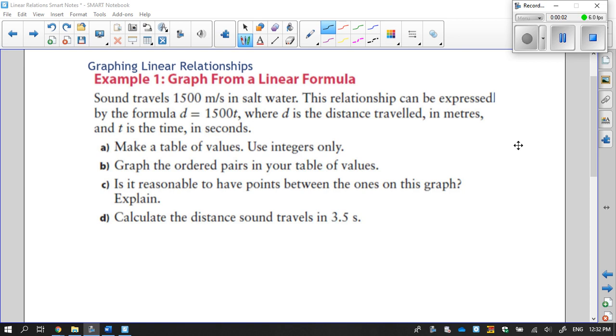Okay, and the last thing that we're going to do here is we are going to graph linear relationships. So example 1 from a formula. Sound travels 1,500 meters per second in salt water. The relationship can be expressed by the formula d is equal to 1,500 multiplied by t, where d is distance traveled in meters and t is the time in seconds. Make a table of values, use integers only.